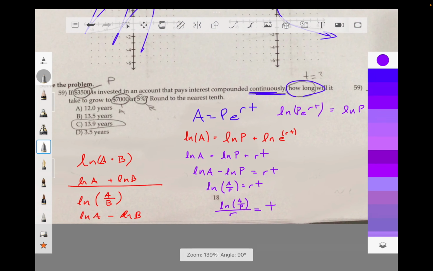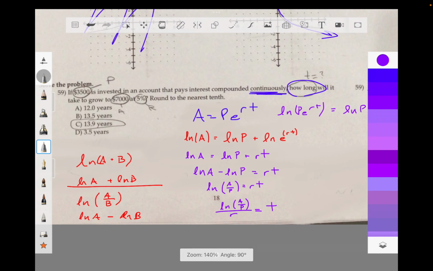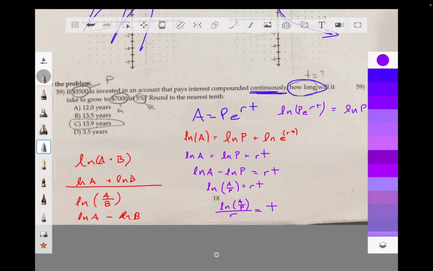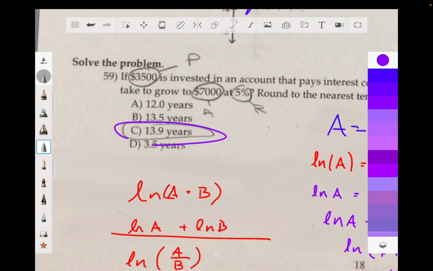And then you plug in everything we know. We know P is 3,500. We know R is 0.05, and we know A is 7,000. You plug that in your calculator, and it spits out what I assume is 13.9.